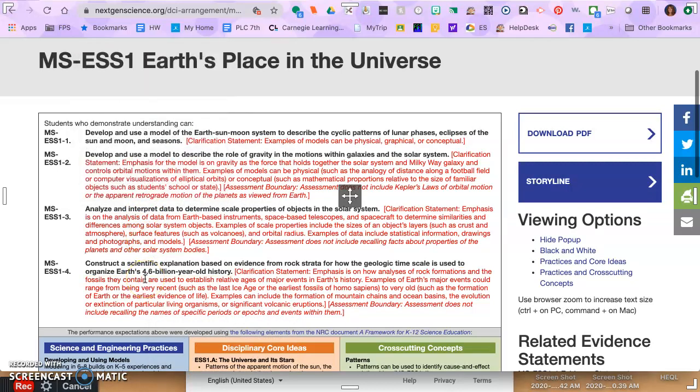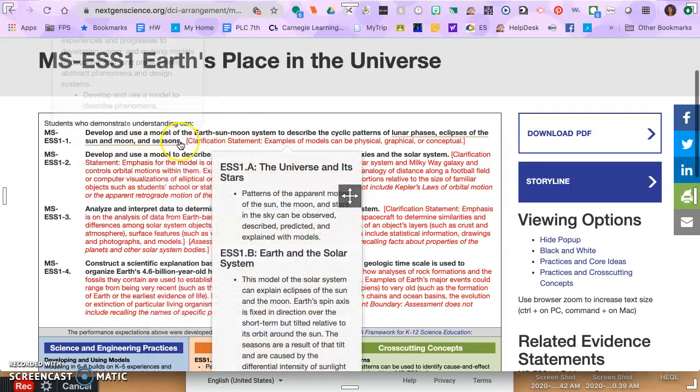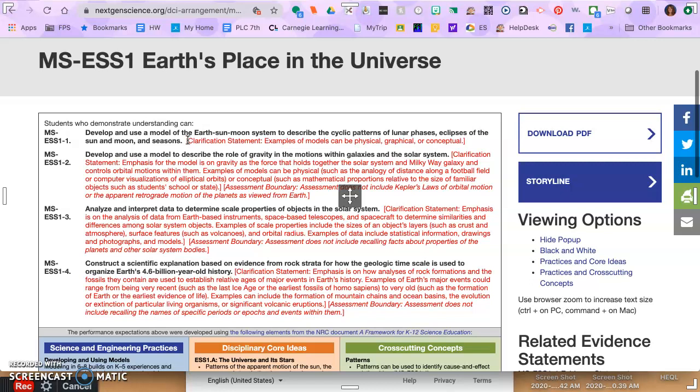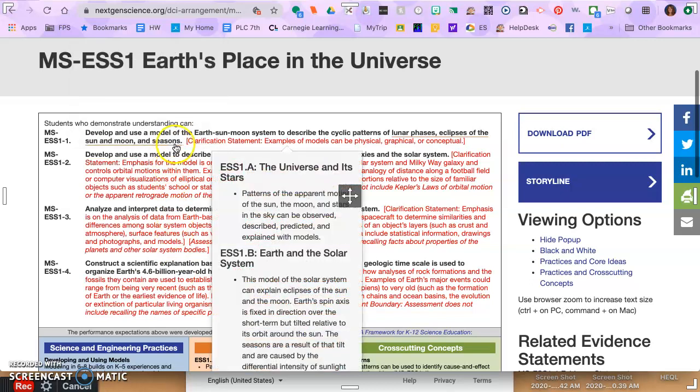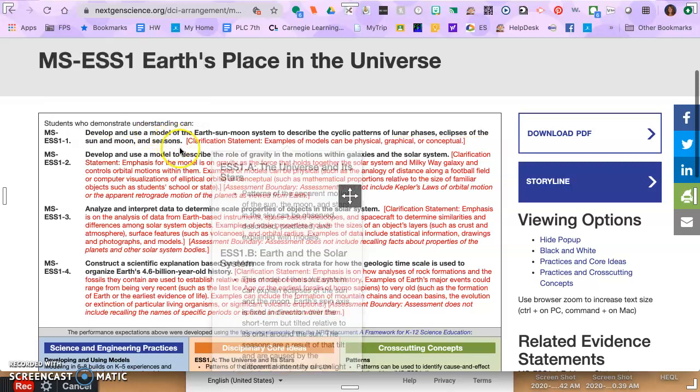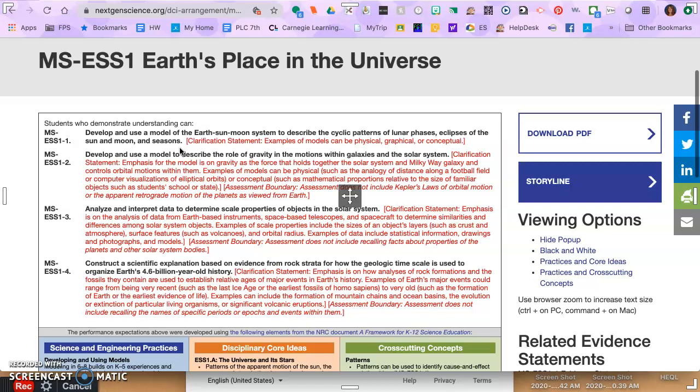Now, if I'm developing a unit plan for this class, I would pick one. Let's say this one. In 3 to 5 lessons, there's no way you can cover all of these and students would show proficiency in all of these. Even 3 to 5 days is going to be kind of a limited amount of time for this particular performance expectation. So it says develop and use a model of the Earth, Sun, Moon system to describe the cyclic pattern of lunar phases, eclipses of the sun and moon, and seasons.